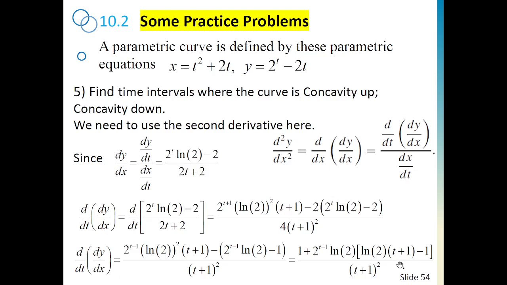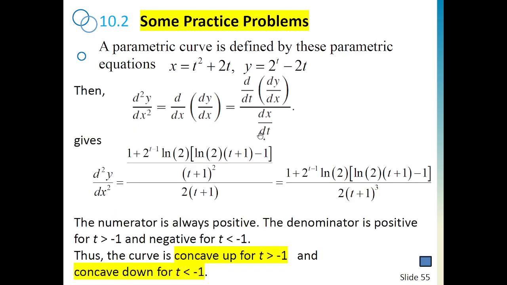So the first part is this. Now we need to divide it by dx. So we divide it by 2t plus 2. So again, it will be messy. So we get this expression at the end. So that's beautiful. We have the second derivative after some heavy work. Now we need to figure out the signs: for which values of t this expression is positive and for which values of t it is negative.